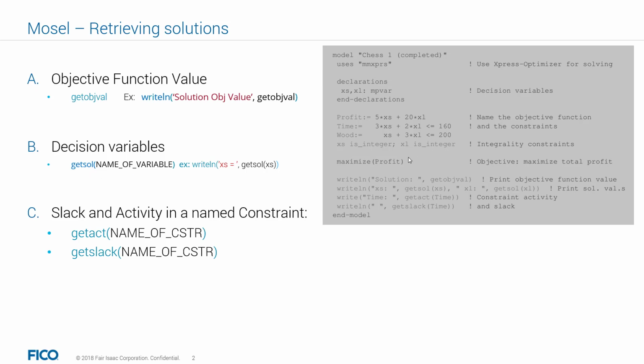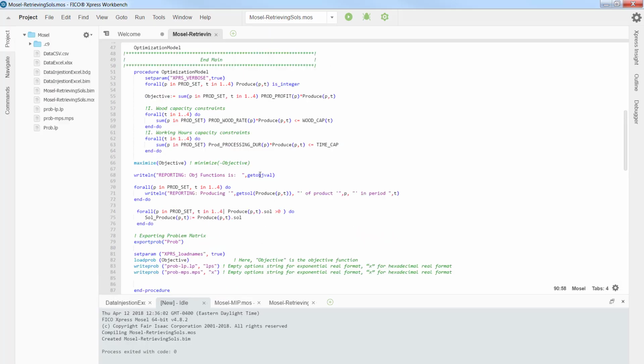So now, as you see in this model, the constraints that we have are named. Can we get the activity of that constraint or the slack? Yes, it is also possible to get the activity of a constraint and the slack by using the commands get activity and get slack and the name of the constraint. How does this look like in Mosel? To show you how, I'm going to go back to our example.